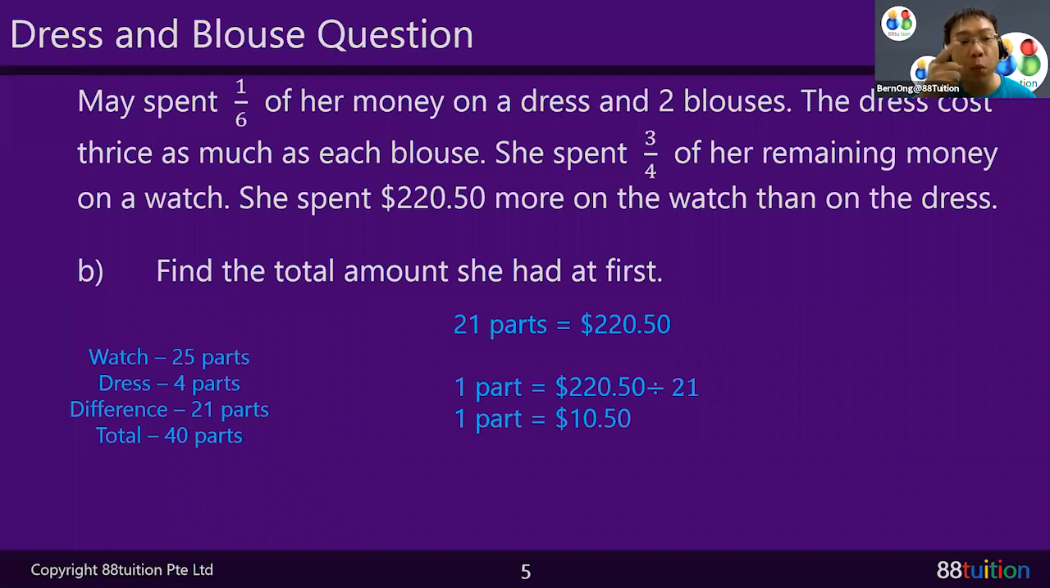Find what? Find one part. Once you find one part, you can find whatever already. How do you find one part? Divide by 21 on both sides. One part is $10.50. The question wants the total money she had at first. At first means 40 parts. So $10.50 times 40 will give you $420. Woo! A and B, easy, can do.